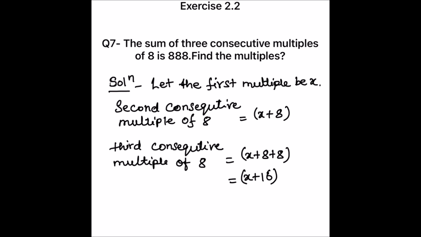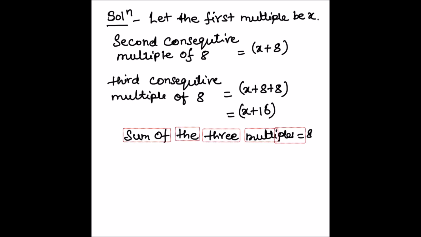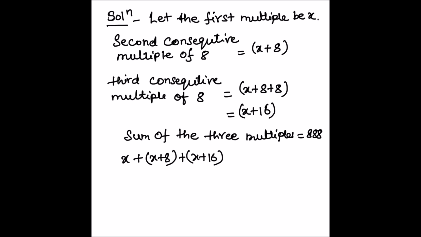Question says that their sum is 888. So let's make the equation and find the multiples. If we find the value of x, we can find all the multiples. So sum of the three multiples is 888. So x plus x plus 8 plus x plus 16 equals 888. So this is going to be x plus x plus x which is 3x plus 8 plus 16 is 24 equals 888.